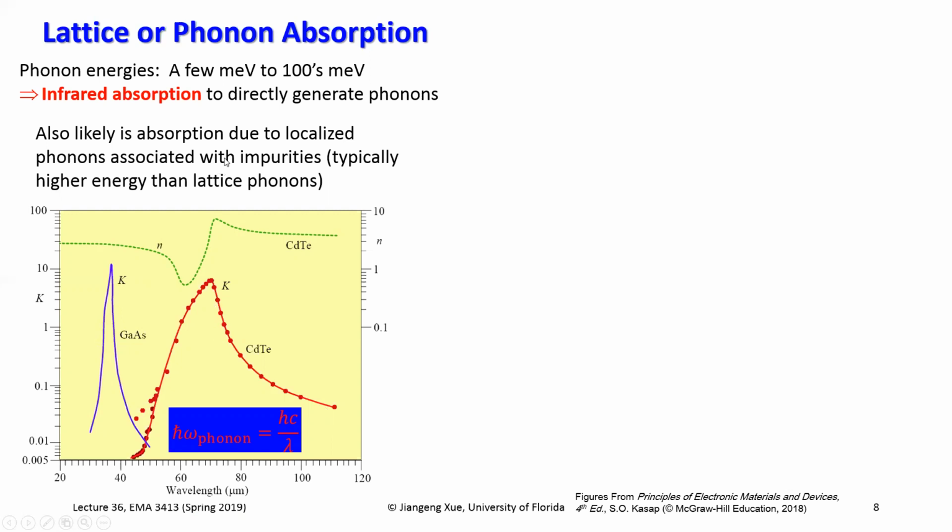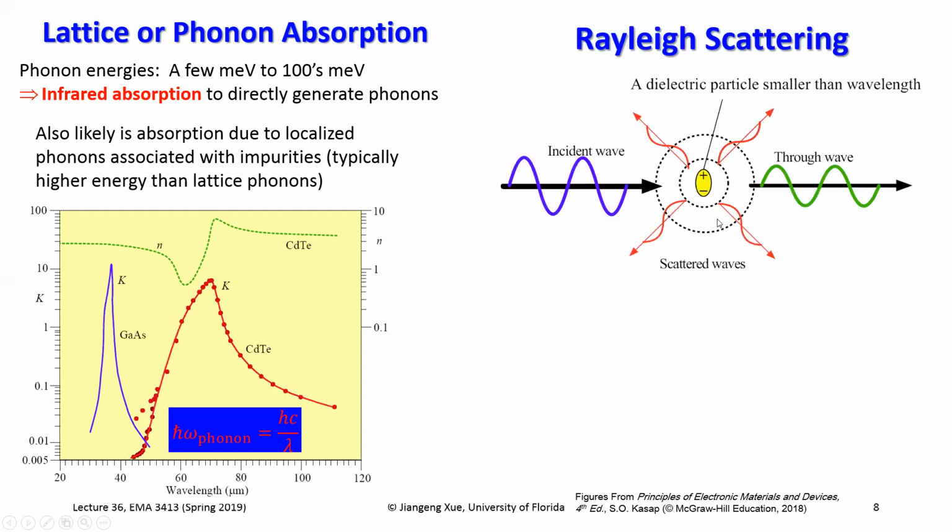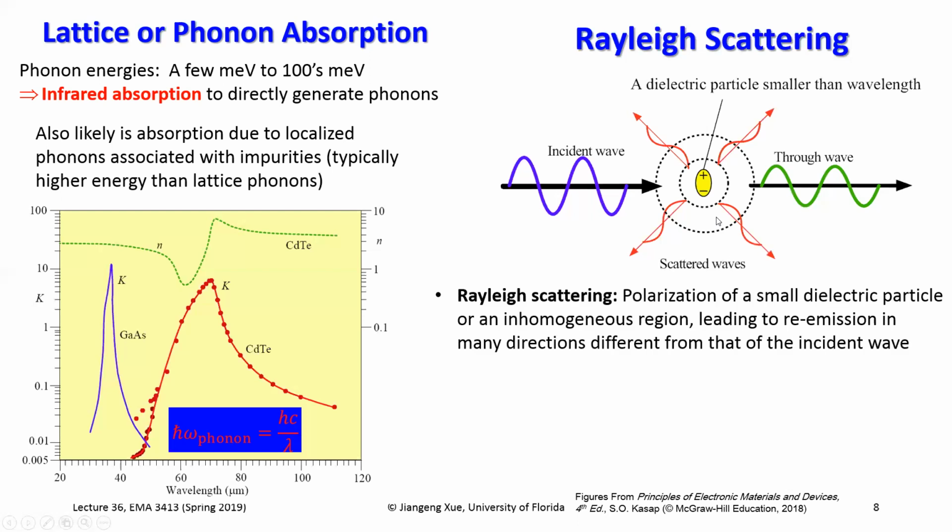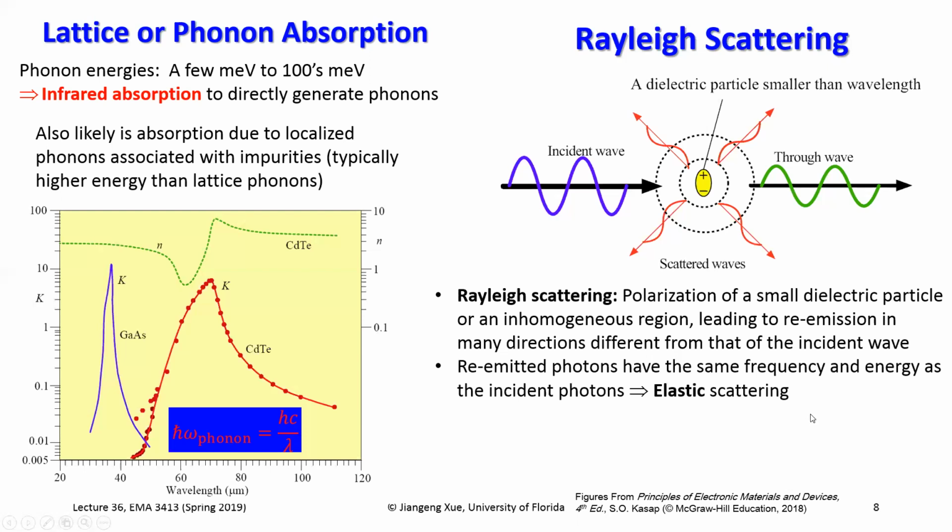That is infrared spectroscopy. On the other hand, for dielectric particles that have sizes smaller than the wavelength, we may also have the so-called Rayleigh scattering behavior. That is basically these dielectric particles will be polarized because of the incident electromagnetic field, and the dipole induced in these dielectric particles will then radiate energy to the environment again. So in this case, the frequency of the emitted light is actually the same as the incident light. That means the photon energy is the same. So we have the so-called elastic scattering.